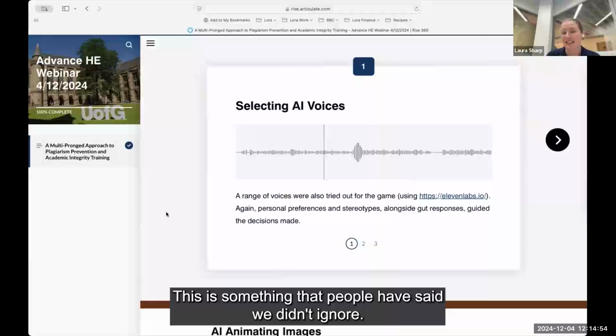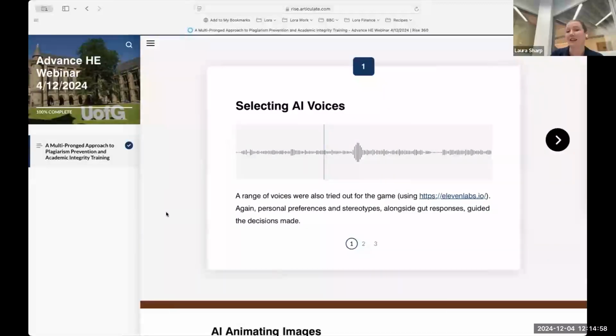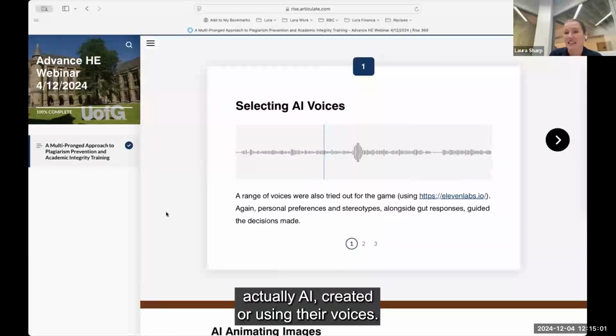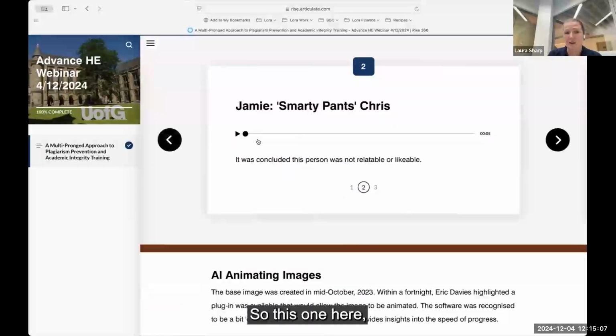Next step was to think about the voices that we could use. This was something that people have said they didn't know, but AI can generate voices, and we're having voices that are actually AI created or using their voices. What we realised was we didn't like some of the voices. So this one here, if we play it.